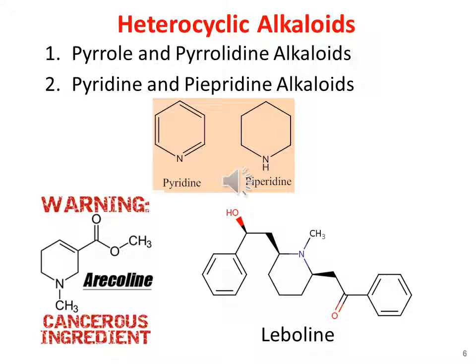A second type of heterocyclic alkaloids includes pyridine and piperidine containing alkaloids. These alkaloids contain either the pyridine or piperidine as the heterocyclic ring in their structure. An example of a pyridine containing alkaloid is arecoline. Arecoline is found in the betel nut, or supari in our language. An example of a piperidine containing alkaloid is lobeline. Here you may see the structures of arecoline and lobeline on this slide.